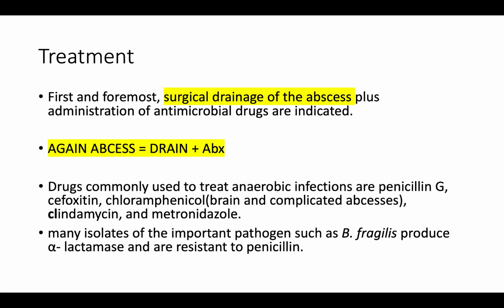This is very important. The drugs commonly used to treat anaerobic infections are clindamycin and metronidazole, which are important. For brain infection, chloramphenicol, if I have a brain abscess, is something I can use. Some beta lactams, even penicillin G and cefoxitin, can work. Many isolates of important pathogens, for example Bacteroides, are resistant to penicillin, so we usually don't try penicillin on them.